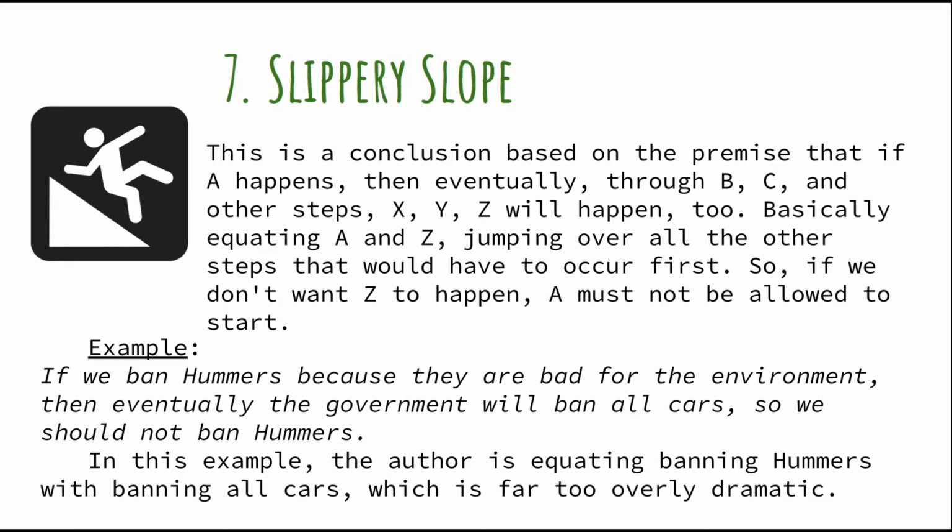It's a big conclusion. It's making a lot of assumptions to say that if you take that one step of A, you're actually going to fall down this big mountain and end up at Z. For example, if we ban Hummers because they are bad for the environment, then eventually the government will ban all cars. So we should not ban Hummers. In this example, the author is equating banning Hummers with banning all cars. And hopefully you can see that is far too overly dramatic.